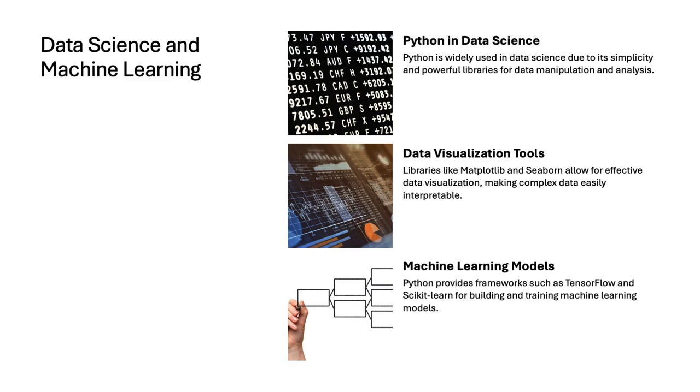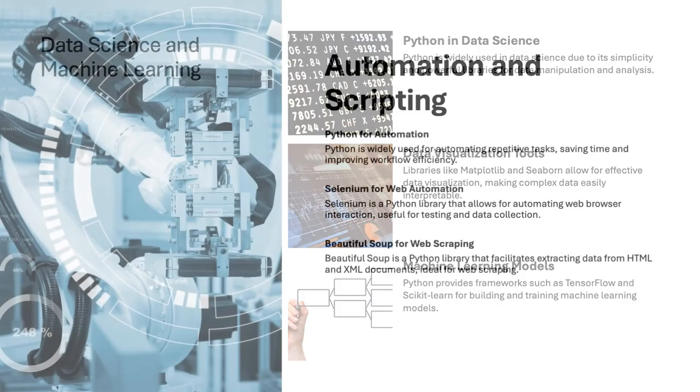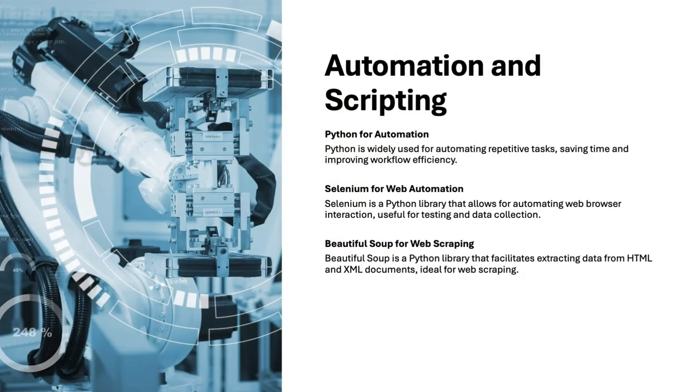Python is a popular language for data science and machine learning with libraries such as NumPy, Pandas, and TensorFlow. We'll explore how Python is used to analyze and visualize data and build machine learning models. Python is a powerful language for automation and scripting with libraries such as Selenium and Beautiful Soup. We'll explore how Python is used to automate repetitive tasks and scrape data from the web.